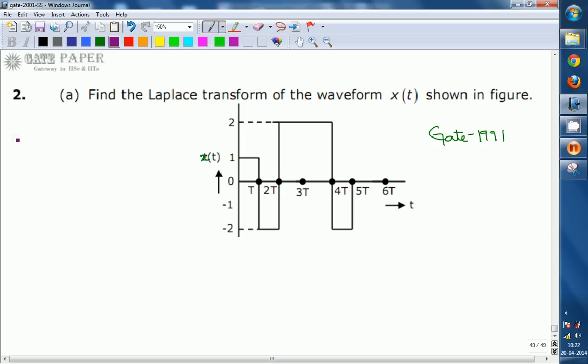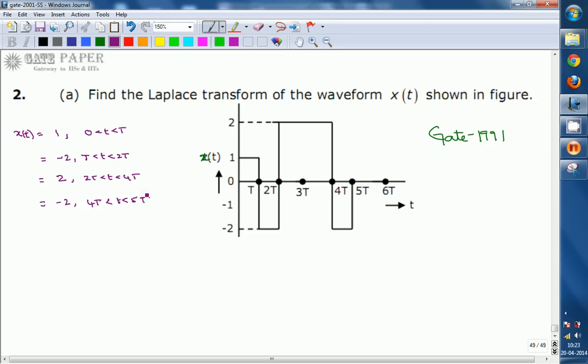as a mathematical form, x of t equals the amplitude 1 over 0 to capital T, the amplitude minus 2 from capital T to 2T, the amplitude of 2 from 2T to 4T, and the amplitude of minus 2 from 4T to 5T. So this is the x of t given.